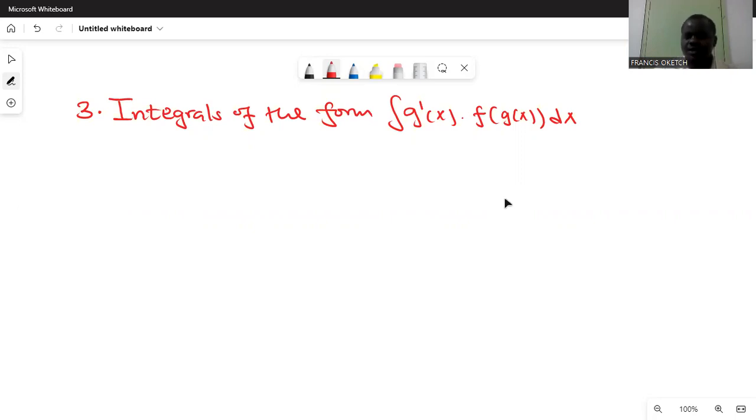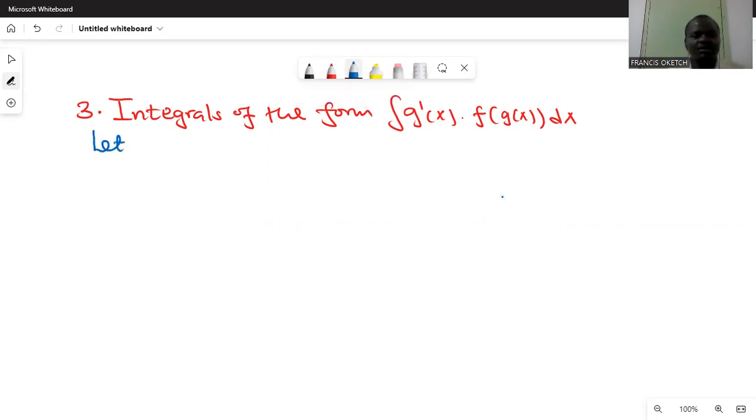So today we are going to look at Calculus 2 and our topic is u-substitution, which is based on the definition of integration as the reverse process of differentiation. Under this topic, we are going to look at the third form of integral, where the integrand is g prime of x times f of g of x. When you have this kind of integral, this is how you are supposed to begin.